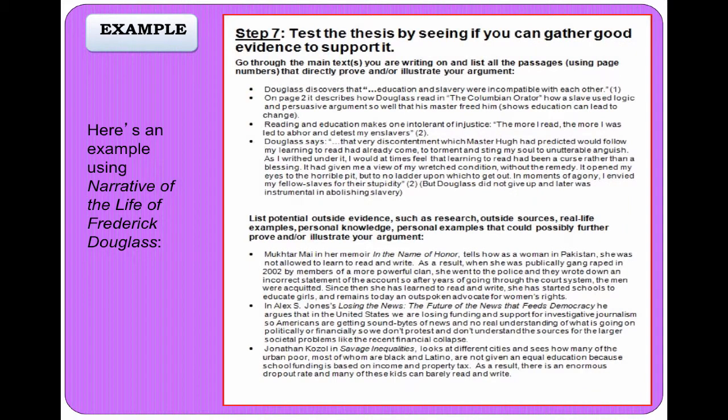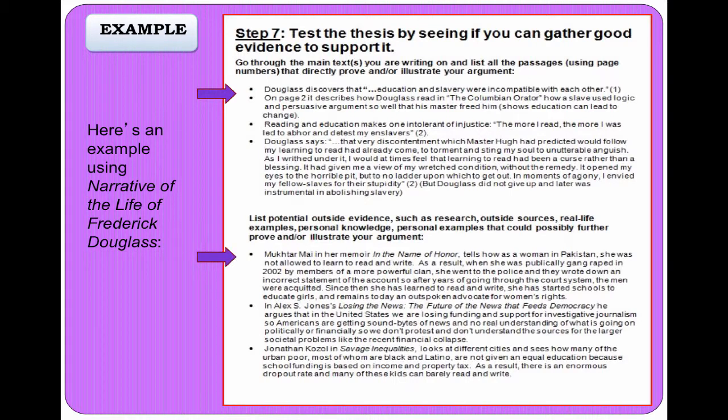Step 7. Test the thesis by seeing if you can gather good evidence to support it. Douglass discovers that education and slavery were incompatible with each other, page 1. On page 2, it describes how Douglass read in the Columbian Orator how a slave used logic and persuasive arguments so well that his master freed him, shows education can lead to change, and so on.